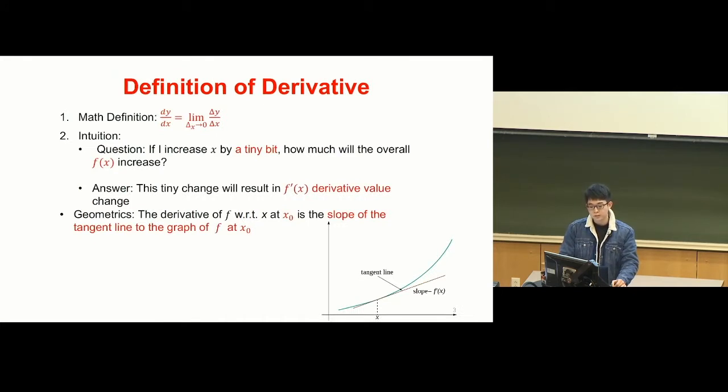Next is the definition of the derivatives, and the math definition would be in the limit form as in the formula. Does anyone know how to understand the derivative basically? Okay, so it would be a slight change in the variable resulting in a change in the function value. And for the geometric understanding, the derivative of a function with respect to x at the point x0 would be the slope of the tangent line to the graph of f at x0. And it is shown in the graph in this corner.